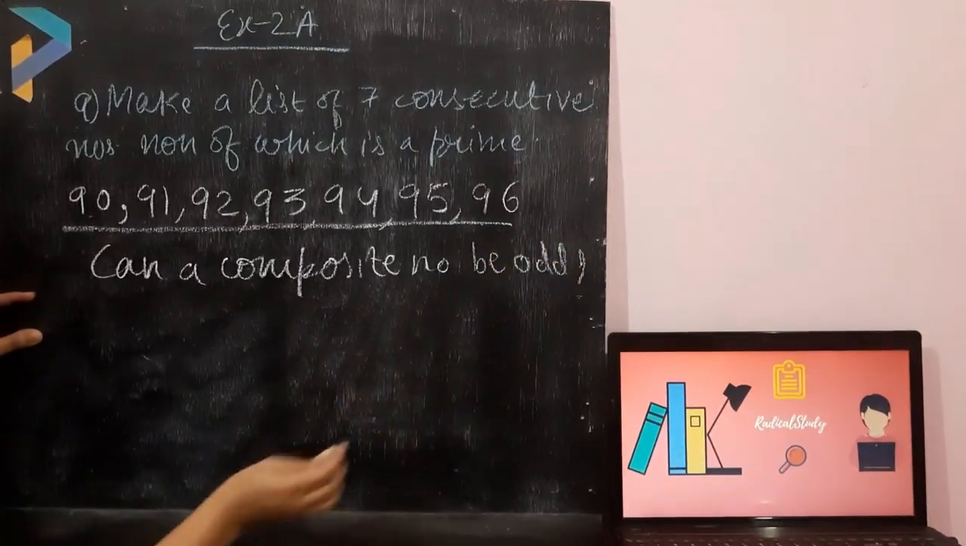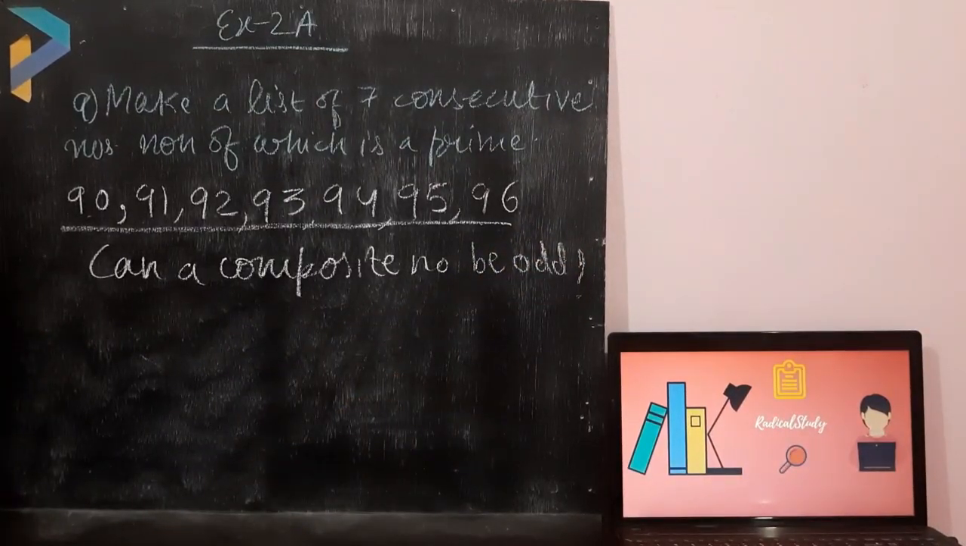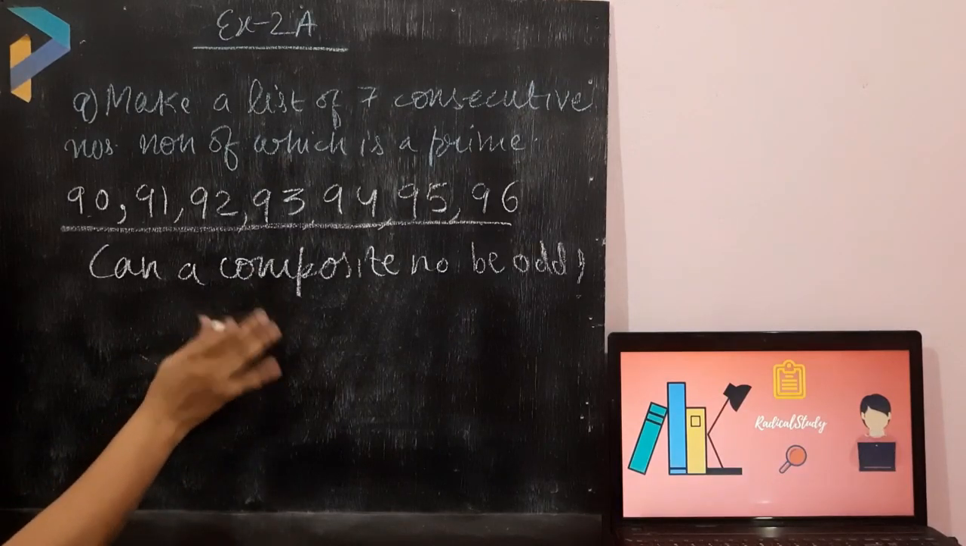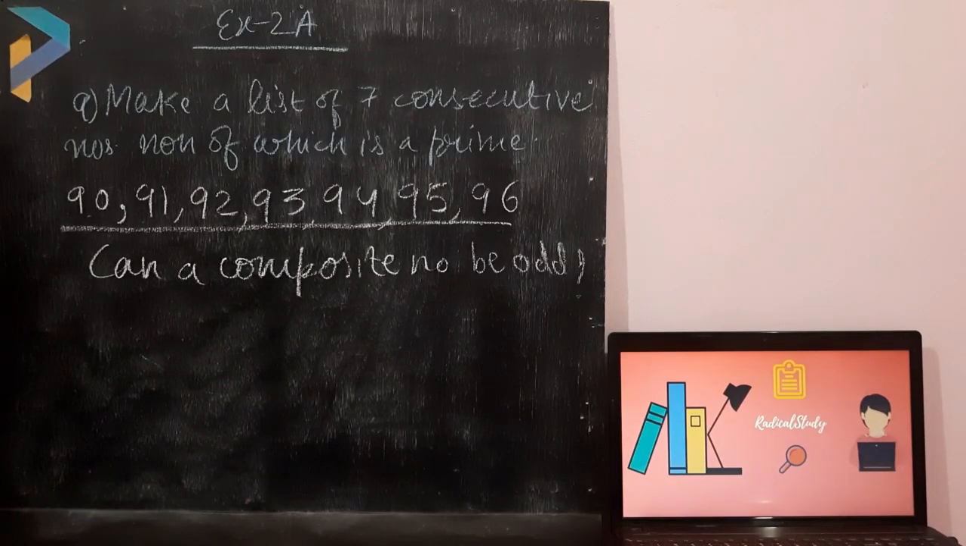Yes students, you all are right. A composite number can be odd. It is not necessary that a composite number should be even. So please tell me the smallest odd composite number.